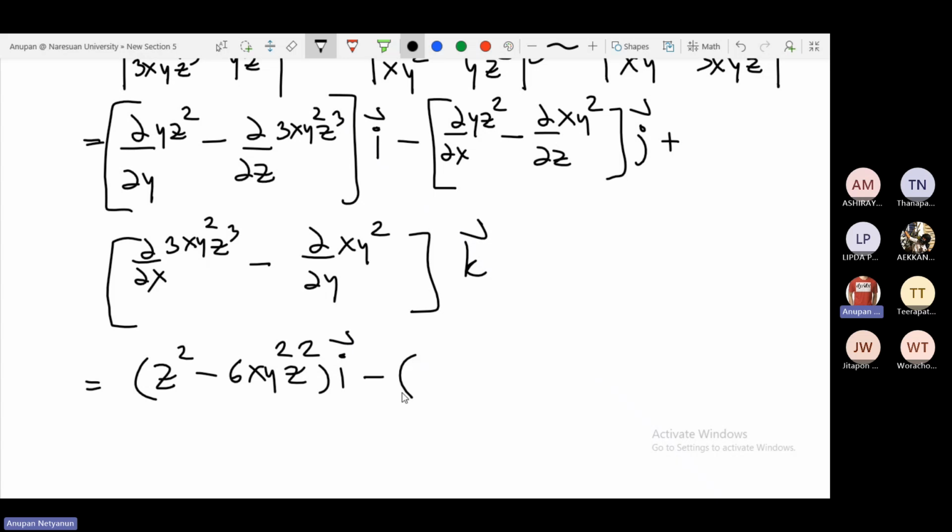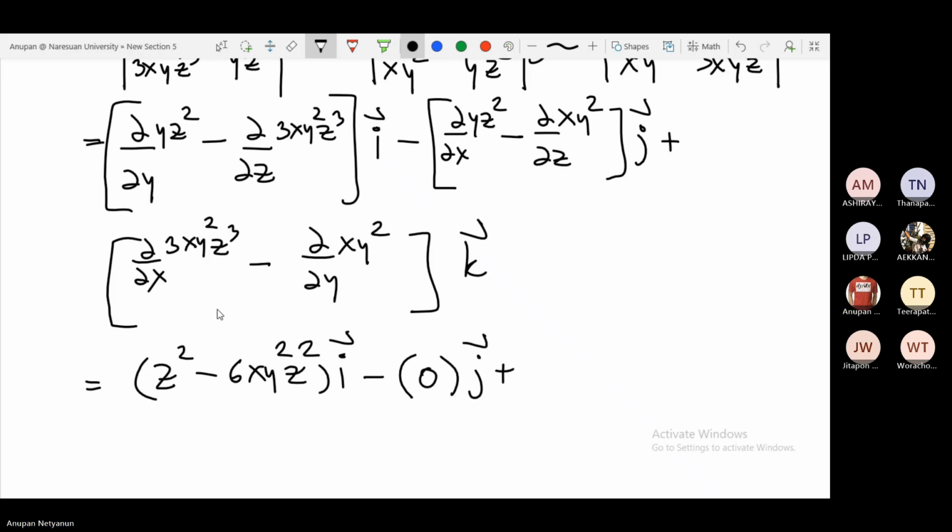Minus, take the derivative of this with respect to x. So this constant, right? Take the derivative, so it becomes 0. So take the derivative of this with respect to z. So 0 again. So minus 0 times j.